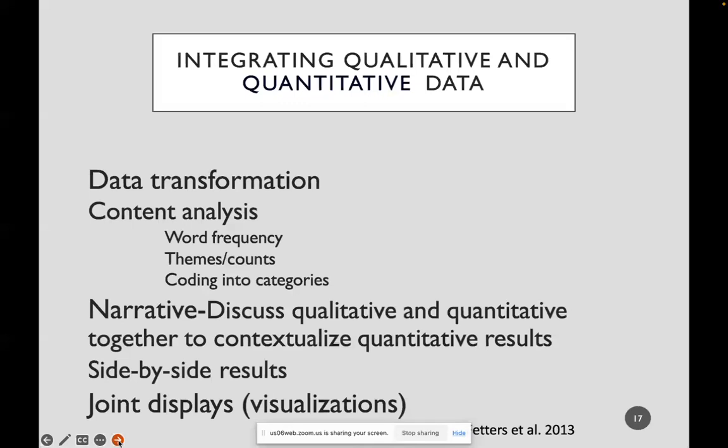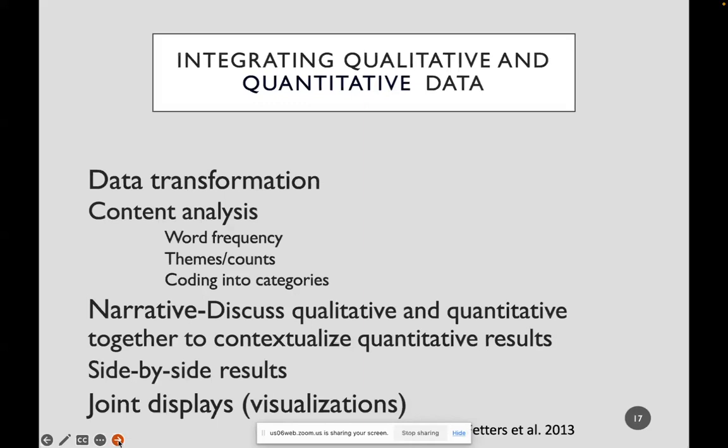The second way that I've seen this done, and I've done this myself, is using a narrative to talk about the qualitative and the quantitative side by side and to integrate those through your writing, not necessarily through charts and graphs, but in your discussion of impacts and talking about the real value of integrating these and why it's necessary to have both.